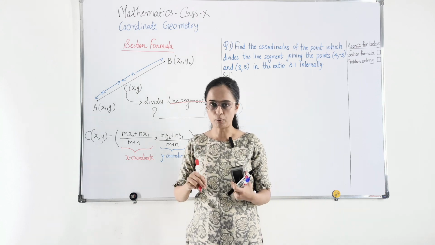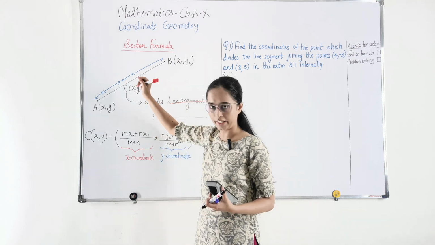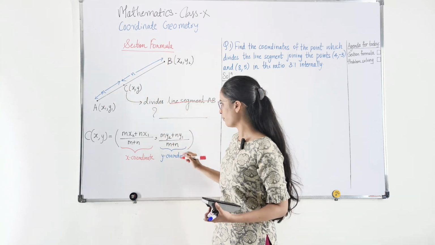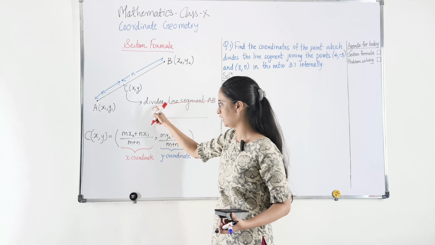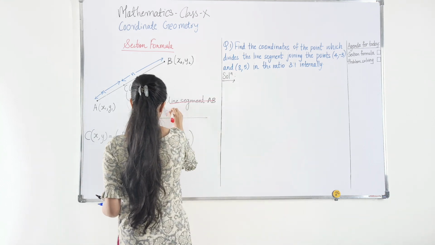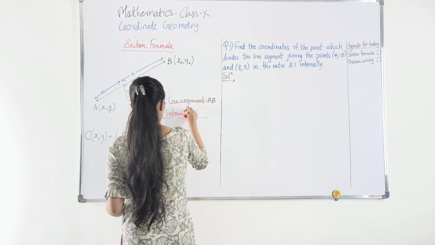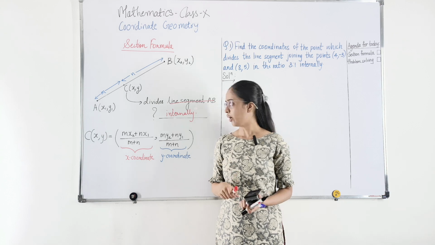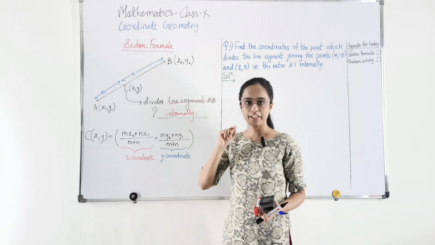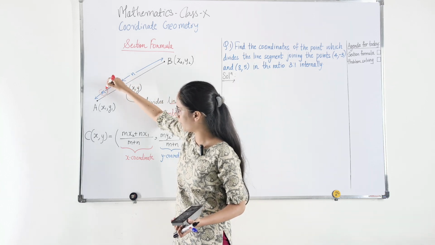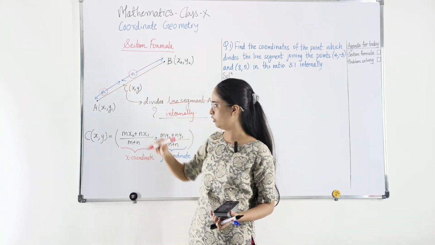Now, since this point lies on the line and it is a part of the line segment too, that is why we say that this point C divides the line segment AB internally. Right, now there are two other variables that have been used over here. If you see, we have a small m written over here, we have a small n written over here.